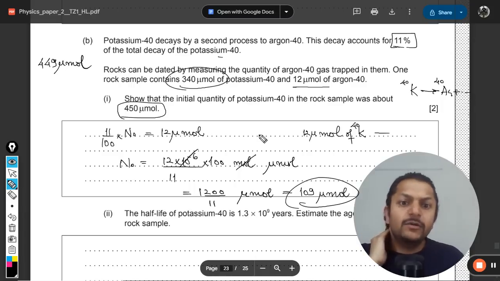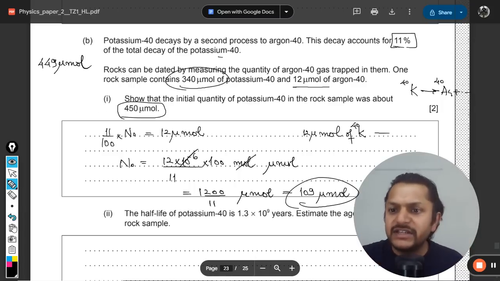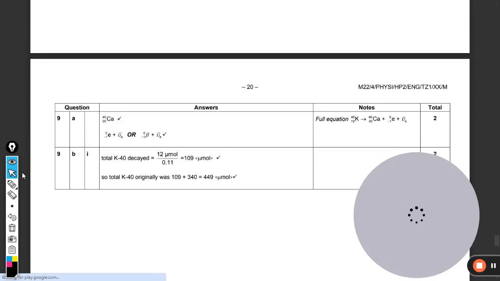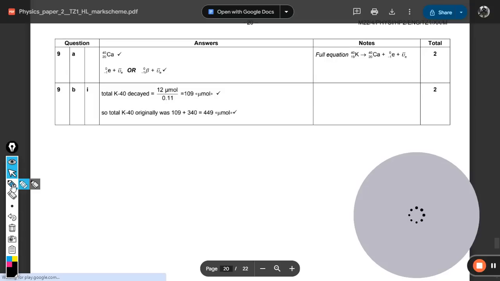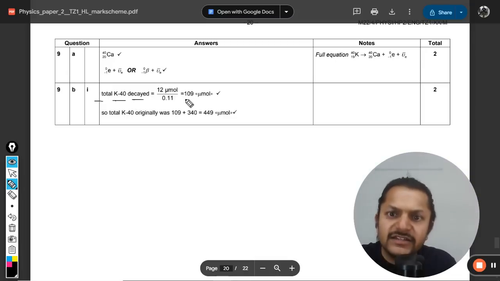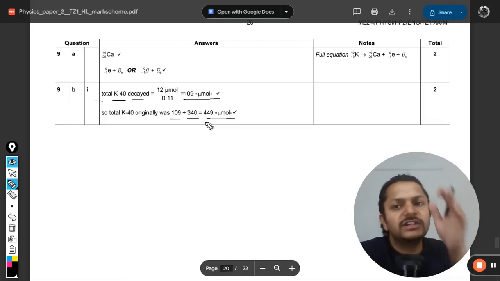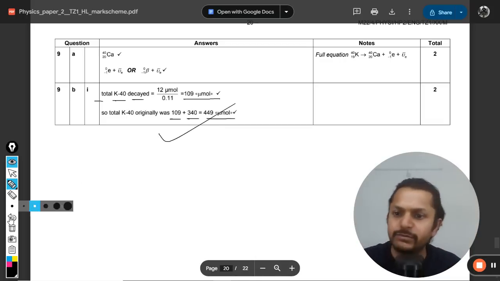Let us see what is done in the mark scheme. Is the answer correct or not? Yes, here. So the total potassium-40 decayed is 109, and they have just added 109 to 340 just like we did, and they are getting the same answer, that is 449 micromole. So this is how we do this. This is the proper explanation.